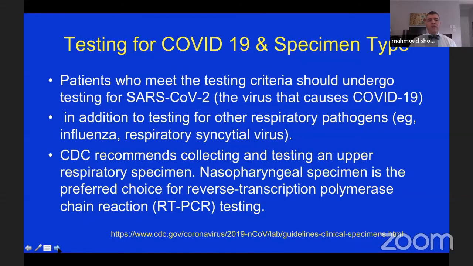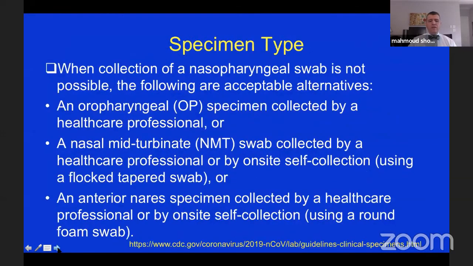The testing for the actual virus, as Dr. Raban and other colleagues talked about, is the PCR. The CDC recommends collecting and testing the upper respiratory specimens, especially the nasopharyngeal swab. And obviously there is some limitation in the testing because of the risk of aerosolization and the availability of PPE in some areas. So fortunately, there's a newer test that was just approved that can be self-done, where there is no risk for the healthcare provider getting exposed.